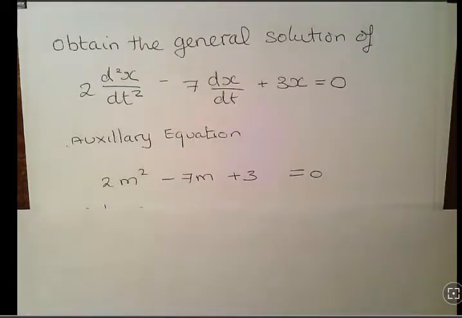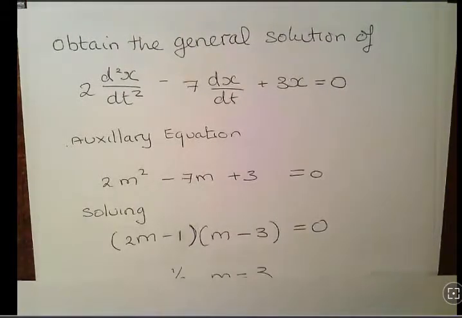Okay, so what we do here is we factorize that. Solving that, we get (2m minus 1)(m minus 3) equal to 0, or in other words, m is equal to 1 half, and m is equal to 3.